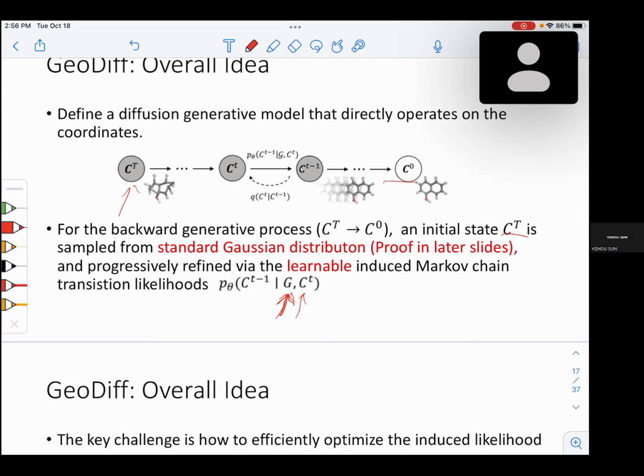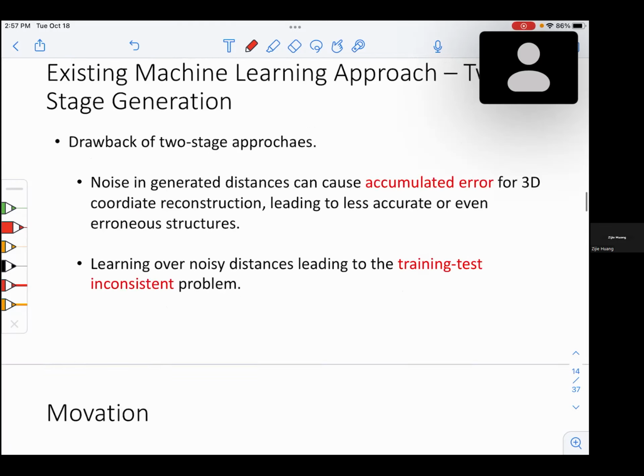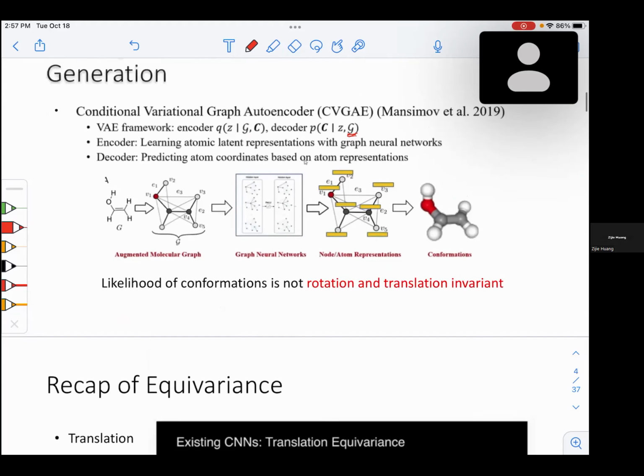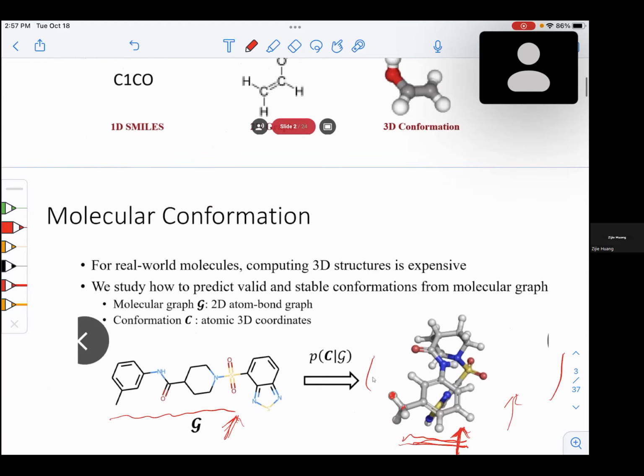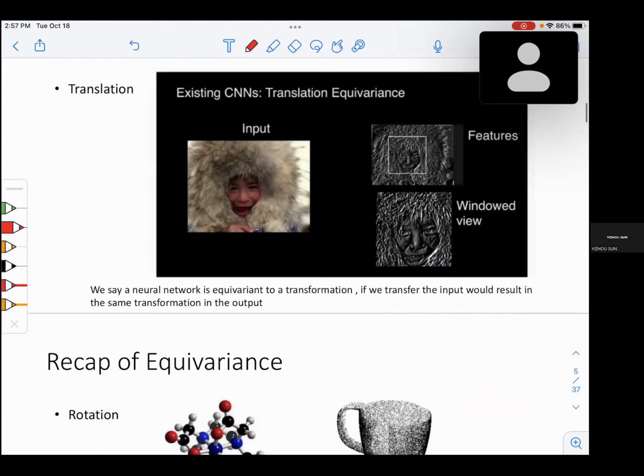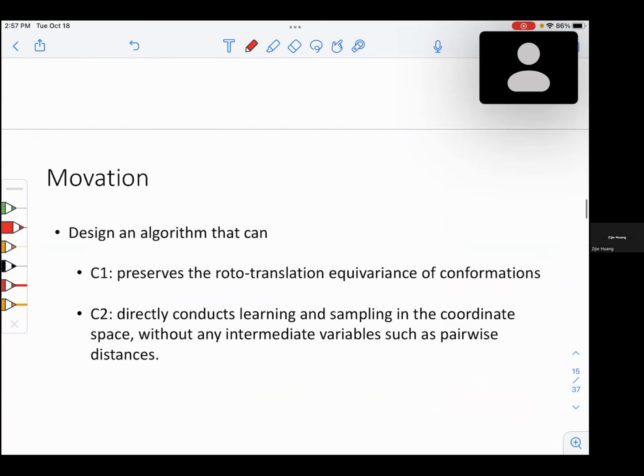I see. I earlier had the impression that they were going to generate the graph, but actually they just try to generate the coordinates. Yeah, because the problem input here, maybe I haven't emphasized it too much, is that they have this molecular graph G as an input in order to generate its conformation. Okay, sounds good. Thanks for those points.